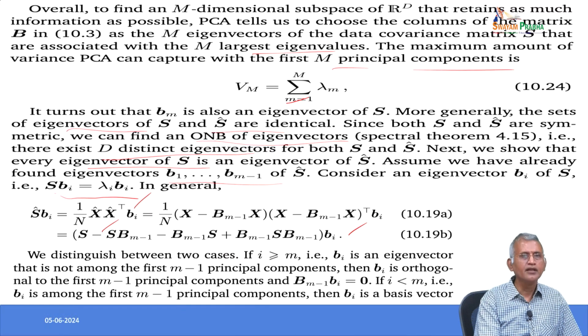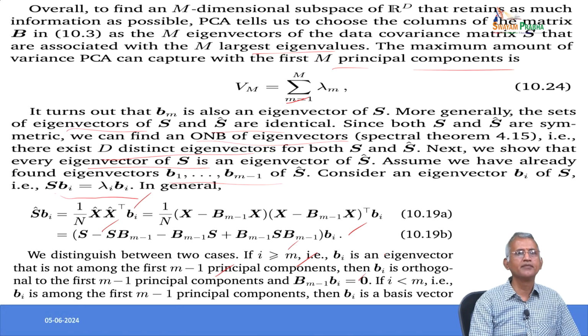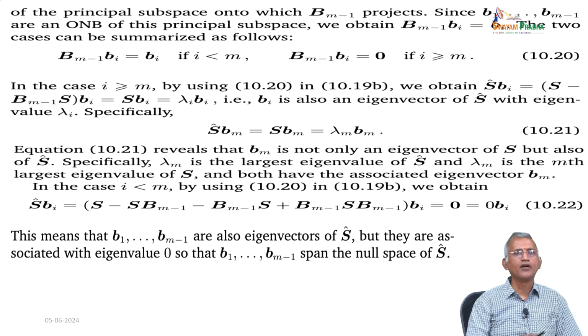So, we distinguish between the two cases, that is, i greater than or equal to m and i less than m. If i is greater than or equal to m, b_i is an eigenvector that is not among the first m minus 1 principal components, then b_i is orthogonal to the first m minus 1 principal components, and B_{m-1} b_i equal to 0. If i is less than m, that is, b_i is among the first m minus 1 principal components, then b_i is also a basis vector of the principal subspace onto which B_{m-1} projects. Since b1, b2 and so on up to b_{m-1} are an ONB of the principal subspace, we have B_{m-1} b_i equal to b_i. Therefore, the two cases can be summarized.